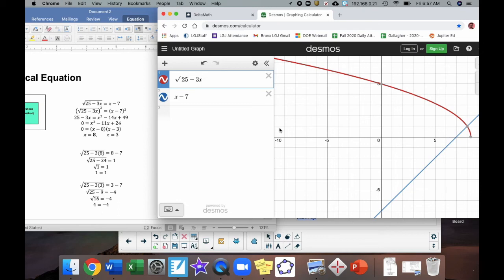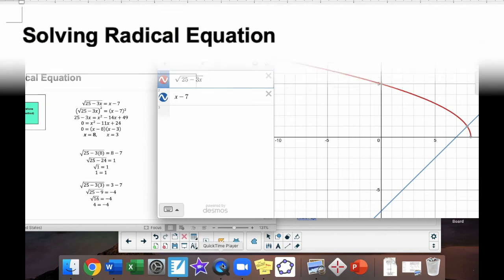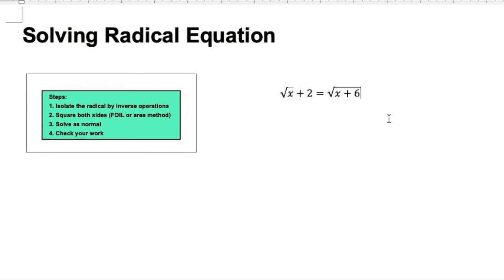So we've seen one example where you isolate and you don't get an extraneous solution. You've seen one where you isolate and you do get an extraneous solution. You've seen how to check them. Let's check one that kind of breaks the rules a little bit and see how we can solve it. So we have this one.